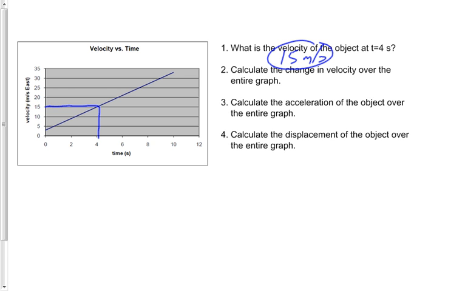The change in velocity over the entire graph. Well, the velocity at the beginning looks to be 3. The velocity at the end looks to be 33. 33 minus 3 is 30.